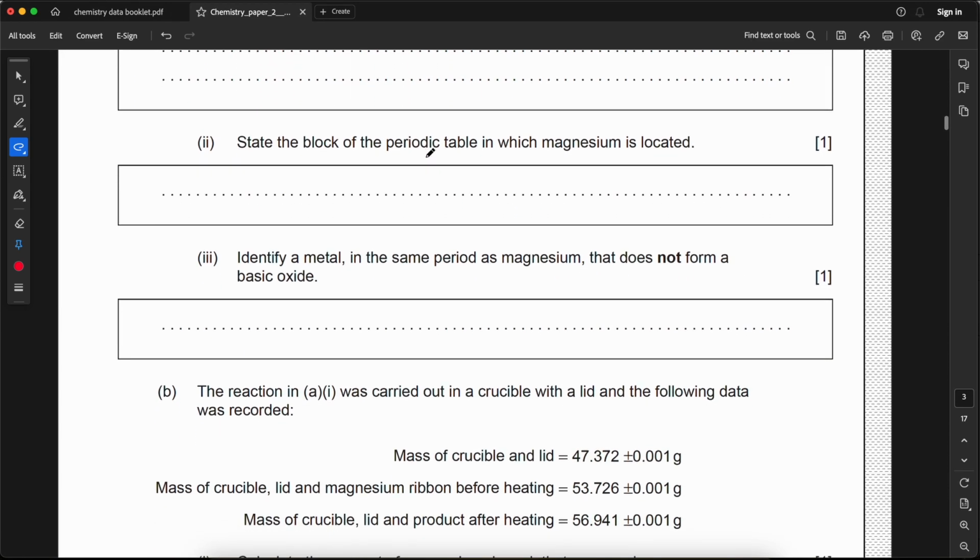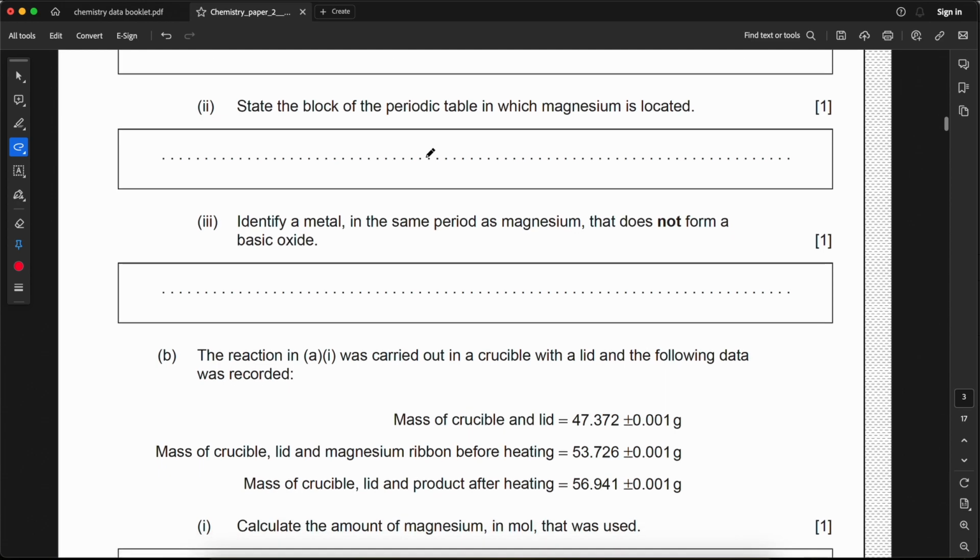State the block of the periodic table in which magnesium is located. Magnesium is located in group 2, so that would be block S. Block S is for groups 1 and 2, and then we move to the transition metals. They're all block D, and if we move further right, that would be the non-metals. They are in block P.